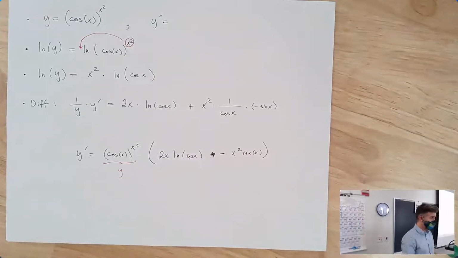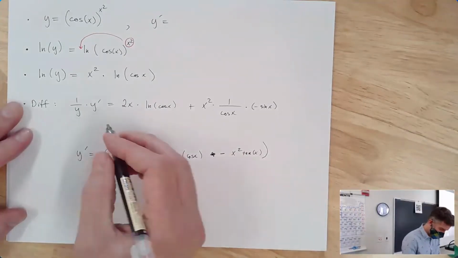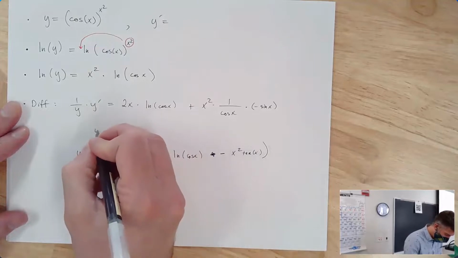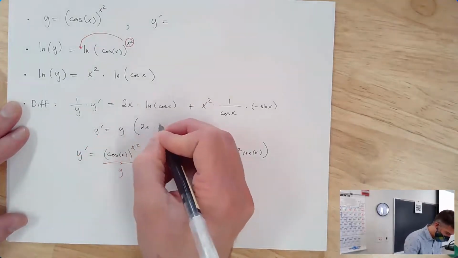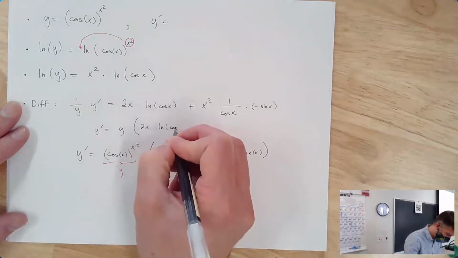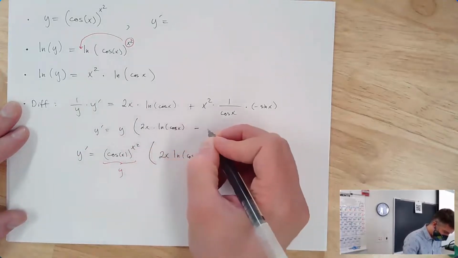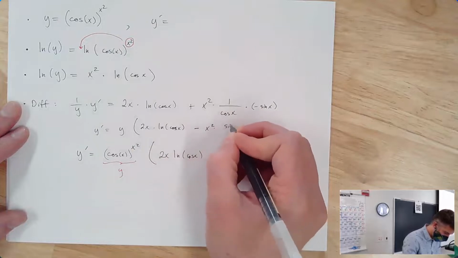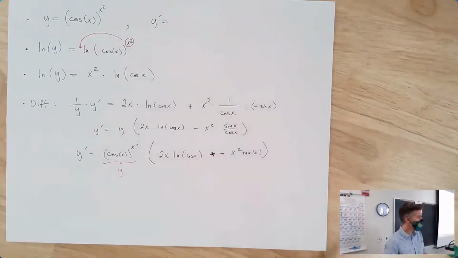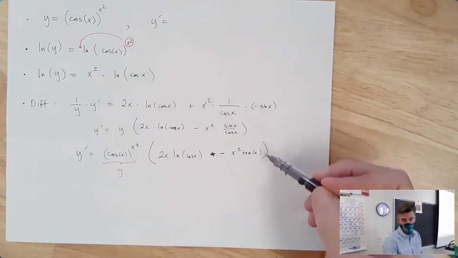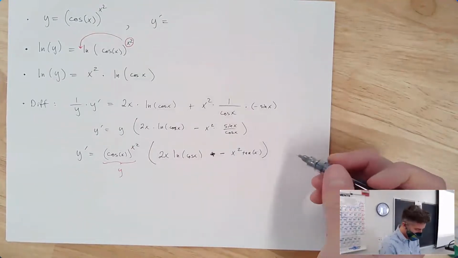Now, if you want, you can totally write the intermediate step. And the intermediate step would be to say, okay, I've got y prime equal to y times 2x times natural log of cosine of x minus x squared times sine x over cosine x. And then go from there to there. But it's okay to jump straight from there to there if you're comfortable with that.